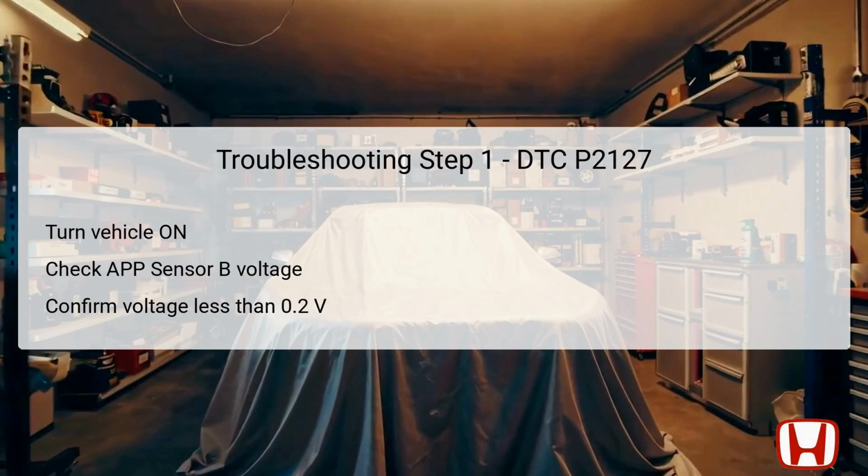The first troubleshooting step for addressing DTC P2127 involves turning the vehicle to the on mode. This activates the vehicle's electrical systems but does not start the engine. Next, it's crucial to check the accelerator pedal position, APP, sensor B voltage, using Honda Diagnostic System HDS equipment. If the voltage reported is less than 0.2 volts, it confirms the failure as expected. This inspection is vital as it directly relates to how the system interprets the position of the accelerator pedal.